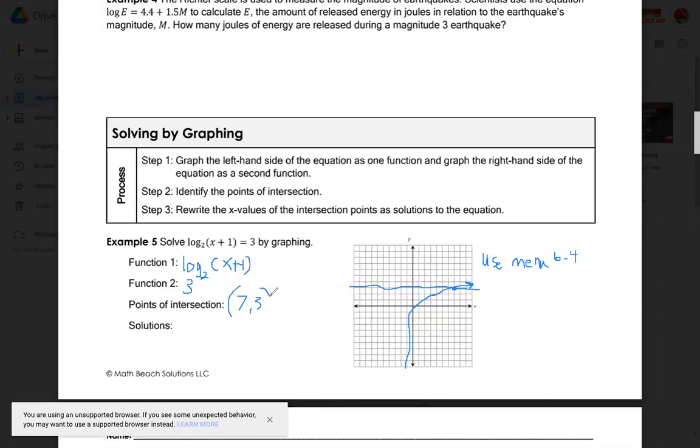We don't want the intersection point as the answer. The answer is just the x. So this would be x is equal to 7. Pretty simple stuff there. Now, go ahead and move on to practice A. Give me a second right quick. I'm getting my practice A pulled up.